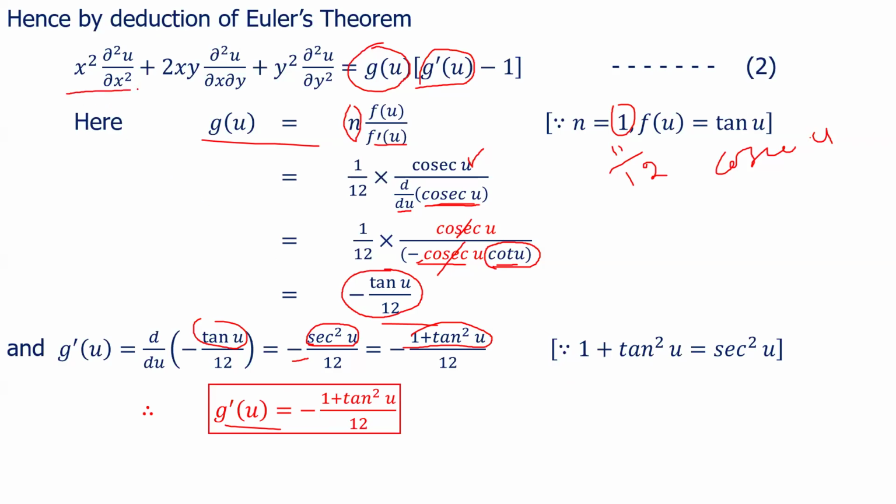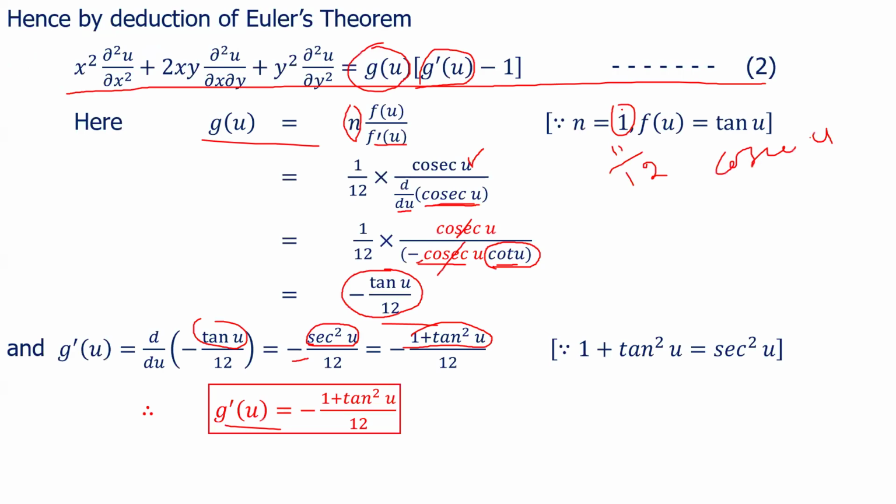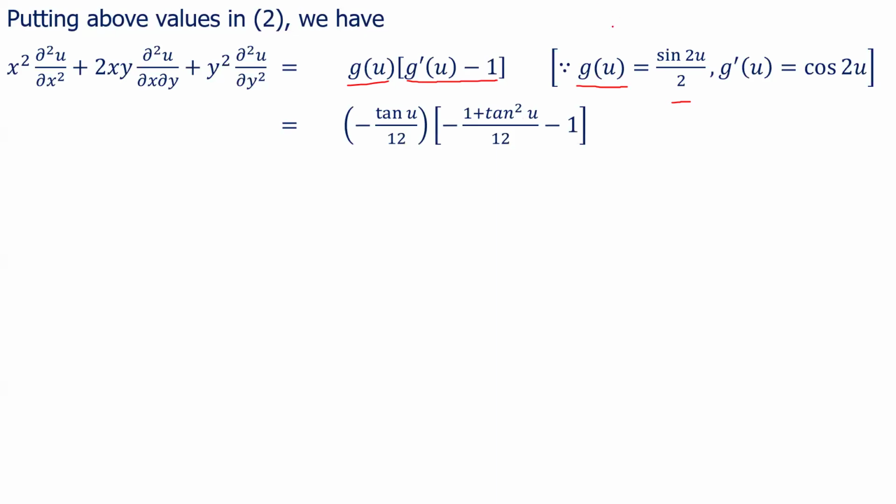So let us put this in equation number 2. Then we have x square del 2u del x square plus 2xy del 2u del x del y plus y square del 2u del y square, which is equal to g of u, g dash of u minus 1. Wait, this is wrong, so let us correct it. g of u is equal to minus tan u upon 12, and g dash of u is equal to minus 1 plus tan square u upon 12. These are the two correct values. The earlier values were copied from the last example. Sorry for that. Okay, so let us try to simplify this one.